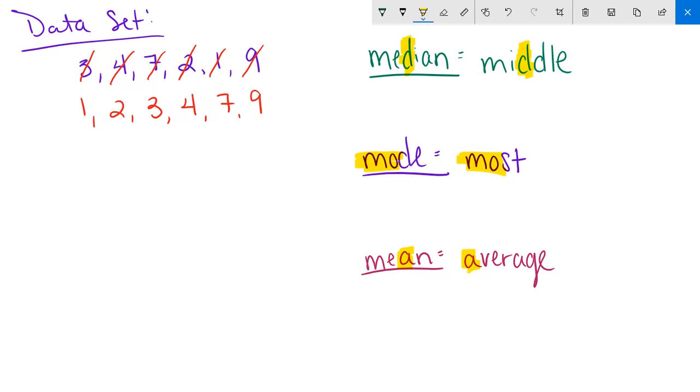I also tend to remember that mean. Well, I don't like to be mean. I don't like people who are mean. I also don't usually like to find the average of things. So the mean is the average. It's the one thing I don't like to do. Okay. Anyways, however it works best for you. That's how I remember it.